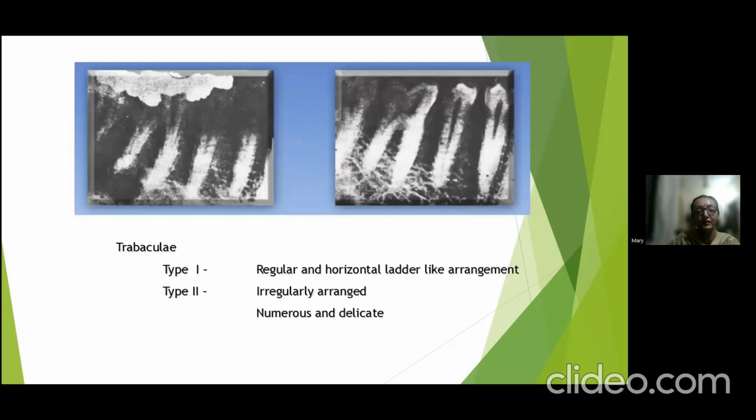So the arrangement of trabeculae can be divided into two types. Type 1, please excuse me, the radiographs are not clear. Type 1, where you have the regular and horizontal ladder-like arrangement of the trabeculae, and type 2, where you have irregular arrangement of trabeculae. In the first radiograph, if you look at it carefully, you can see the ladder-like arrangement of the trabeculae, and in the second radiograph, you have irregularly arranged numerous delicate trabeculae.